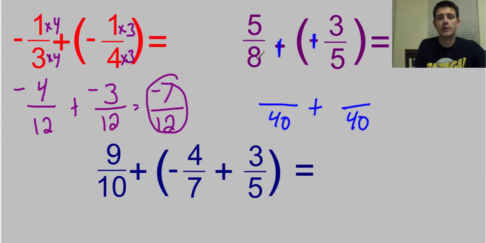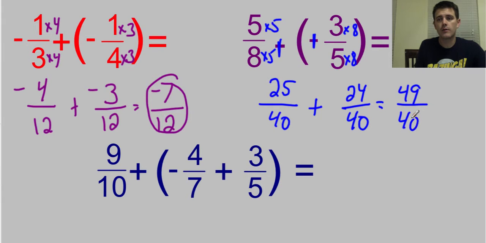To get from 8 to 40, I multiply times 5, so I do the same thing up top and get 25. Down here, to get from 5 to 40, I multiply times 8. So I'm going to do the same thing up top and get 24. Same signs, they're both positive, so just add them together. 49/40ths. And then my last step is to simplify.